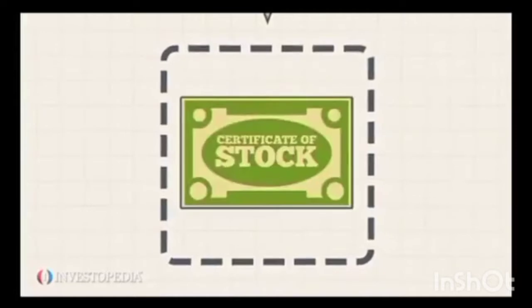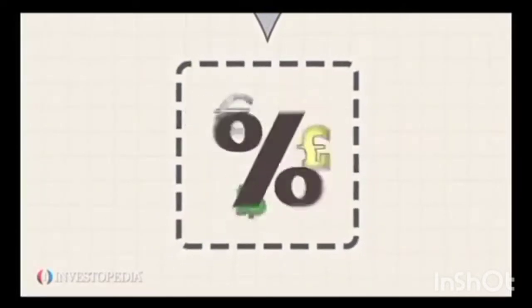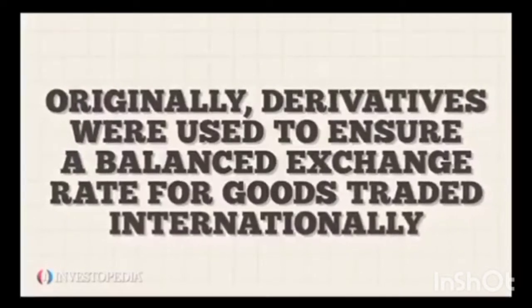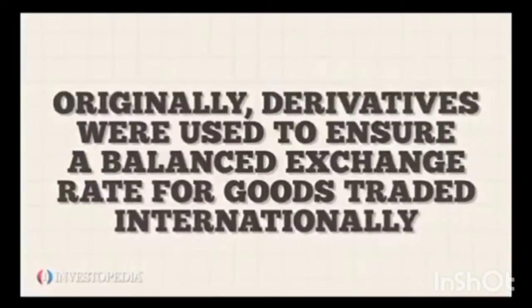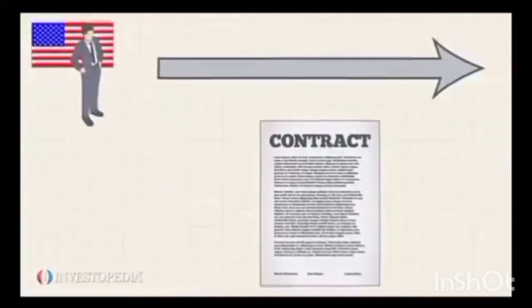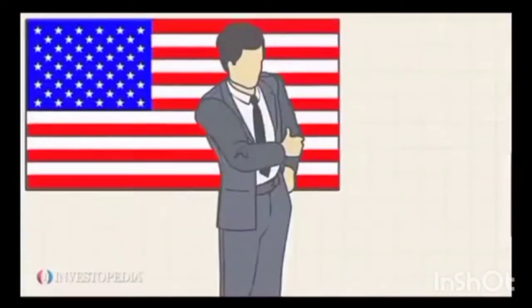Common assets are stocks, bonds, currencies, interest rates, and commodities. Originally, derivatives were used to ensure a balanced exchange rate for goods traded internationally. For example, a U.S. company sends a shipment of goods to the U.K. The U.S. company would create a derivative with an investor that guarantees the exchange rate is equitable to all parties.